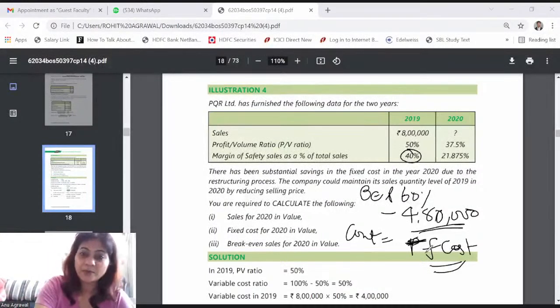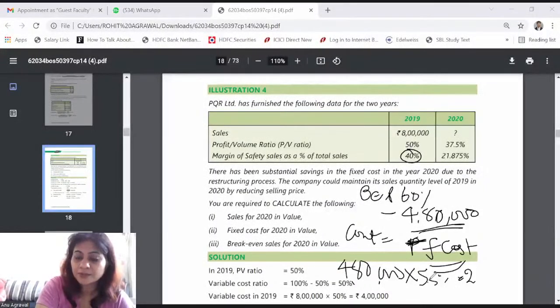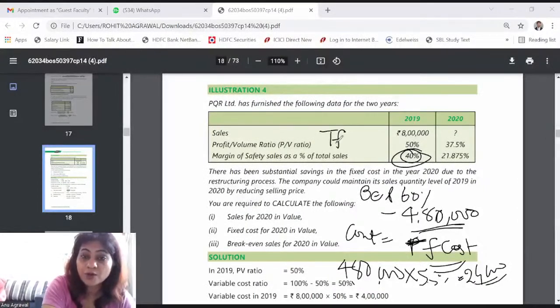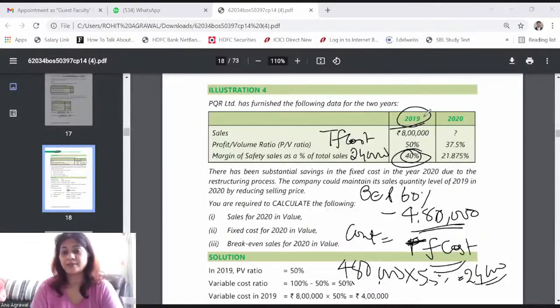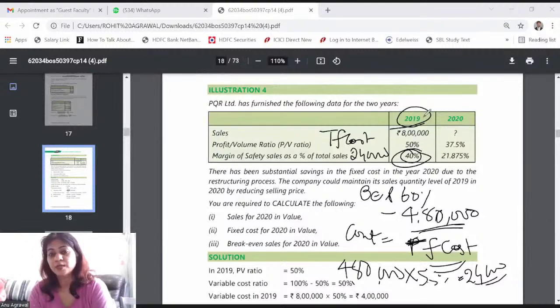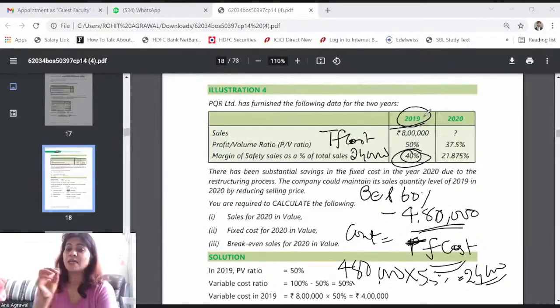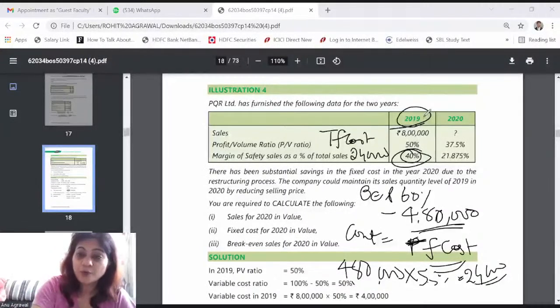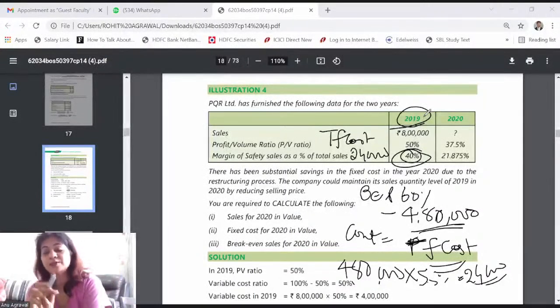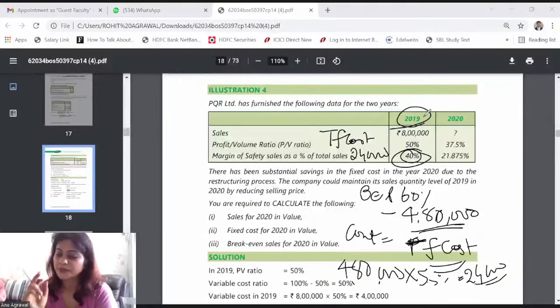Yes. So when I calculated it, 4,80,000 into 50% is 2,40,000. So we were absolutely right. The total fixed cost was 2,40,000 in 2019. We were not wrong. Total fixed cost in 2019 was 2,40,000 because from 4,80,000, if you subtract the variable cost of 2,40,000, you get a contribution of 2,40,000, and then 2,40,000 is the fixed cost.